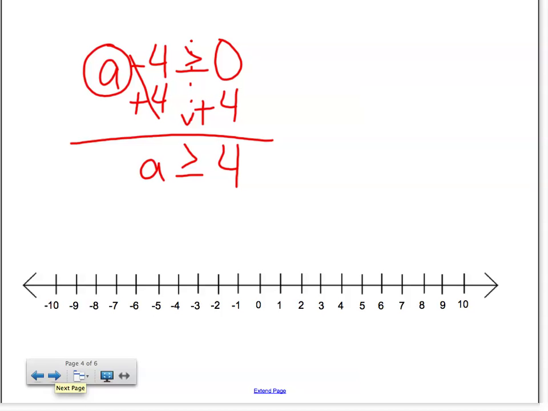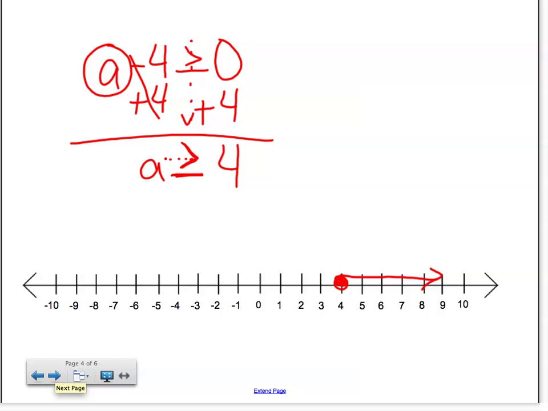So if I'm going to graph this inequality, I would need to go over to 4 on my number line. I see that there is a line here, so I'm going to fill in that dot. And my arrow would be pointing this way based on my sign going this way, so I'm going to take an arrow to the right. All right, so that's solving inequalities by adding and subtracting.